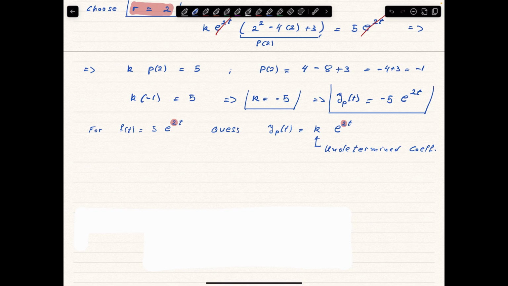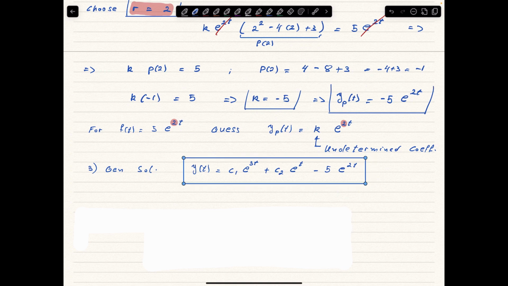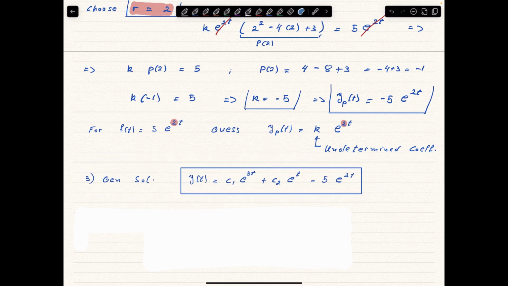And then we have our general solution. The general solution then is y of t equal a constant exponential 3t, solution of the homogeneous equation, another constant, the other solution of the homogeneous equation, and then we have minus 5 exponential 2t. So that is how we find the general solution by guessing, or in a more fancy way, using the undetermined coefficient method.